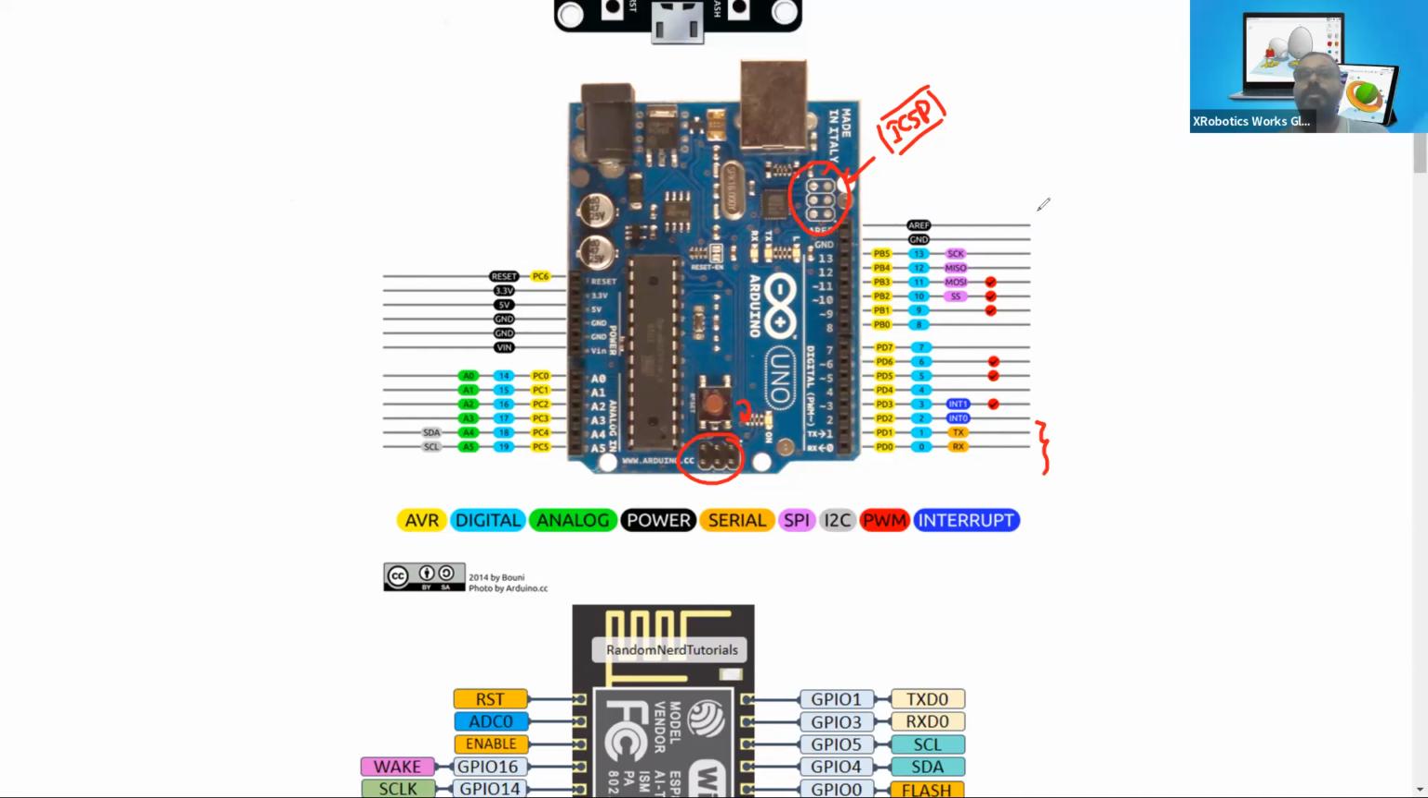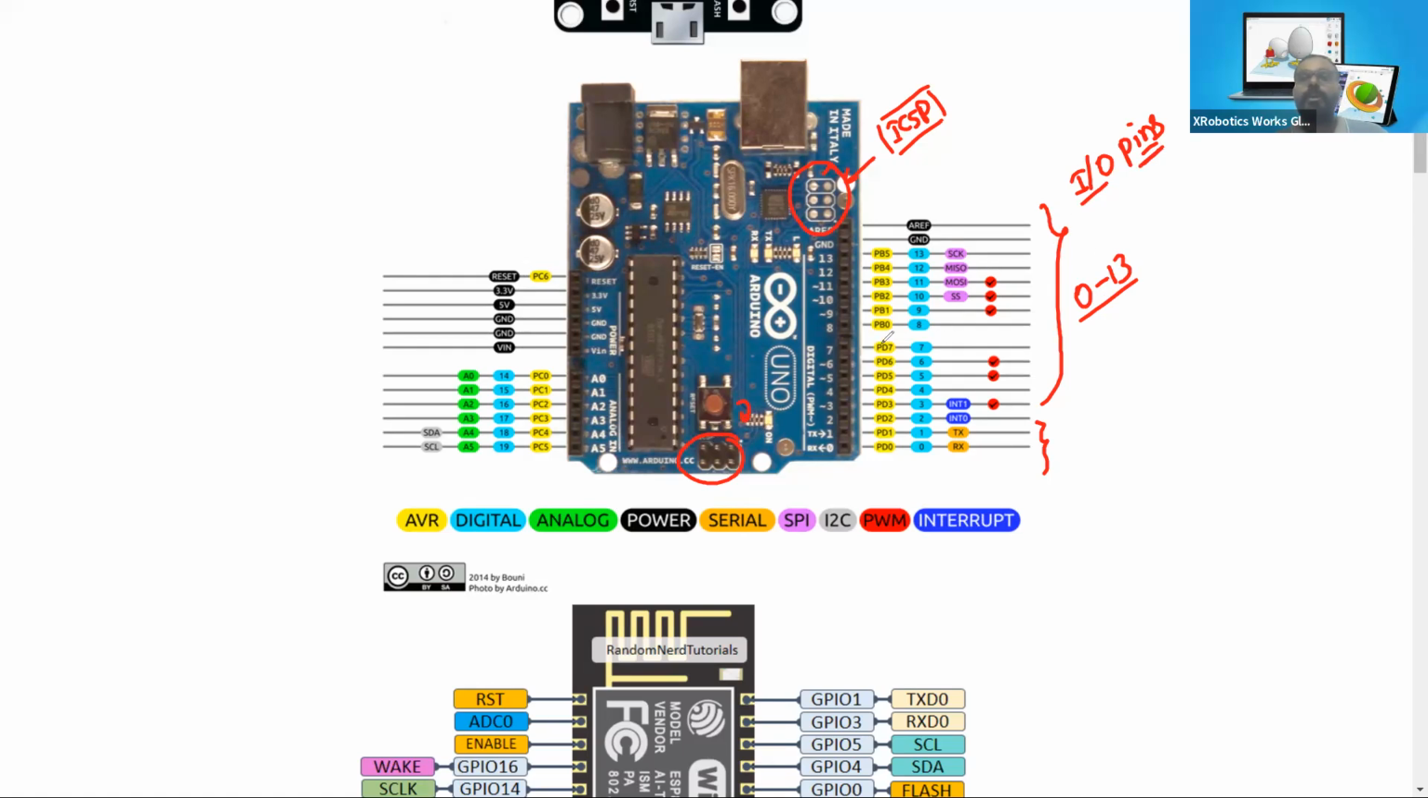Apart from this, on the right hand side we have the 0 to 13 pins. We won't call them digital pins, but IO pins in total. These IO pins are nothing but input and output pins for our sensor devices and our output devices.